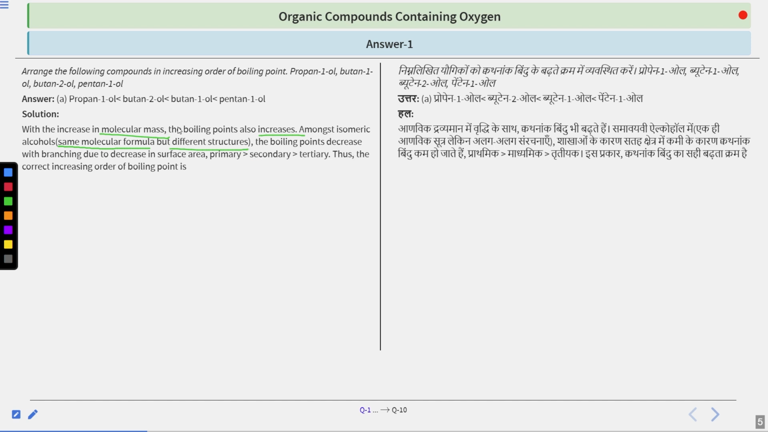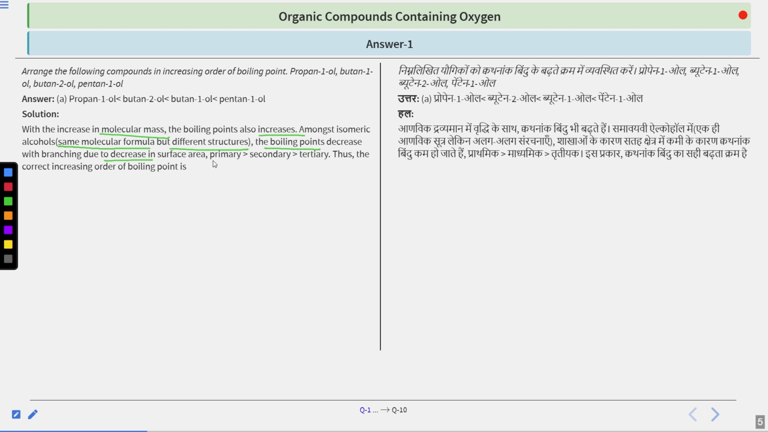The boiling points decrease with branching due to decrease in the surface area. With the increase of molecular mass, boiling point also increases. Another thing is that if the branching increases, it will also affect the boiling point of the compound. If the branching is increasing, then the surface area will decrease for the compound, and then the boiling point will also decrease.